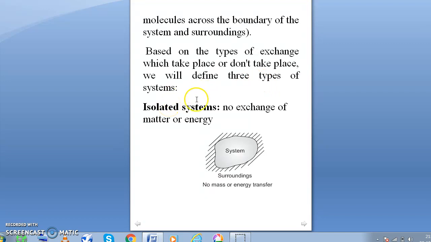First one is the isolated system. An isolated system is a system in which no exchange of matter or energy occurs. We can see in this diagram that it is the system which is not exchanging any energy or matter. It is surrounded by its surrounding, but it is not exchanging any energy or matter.